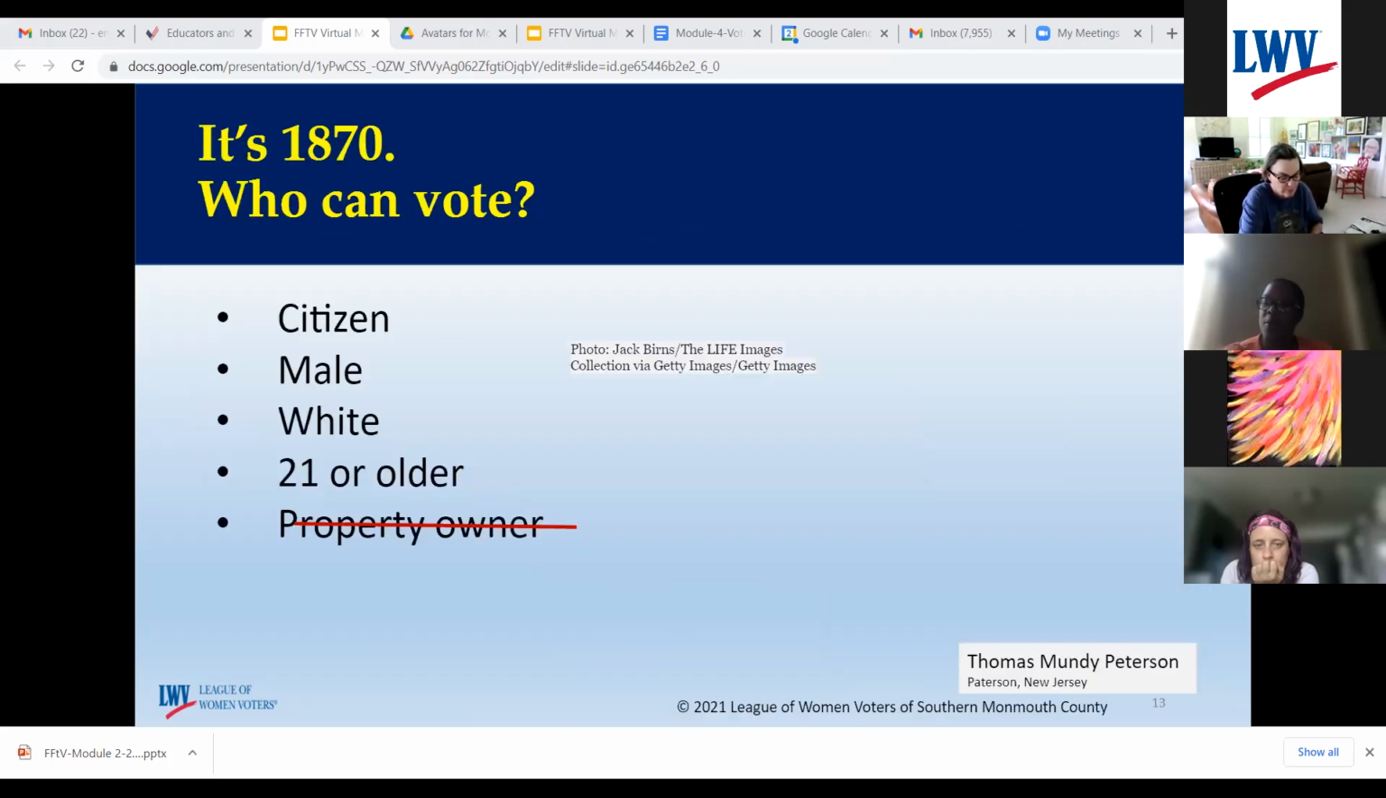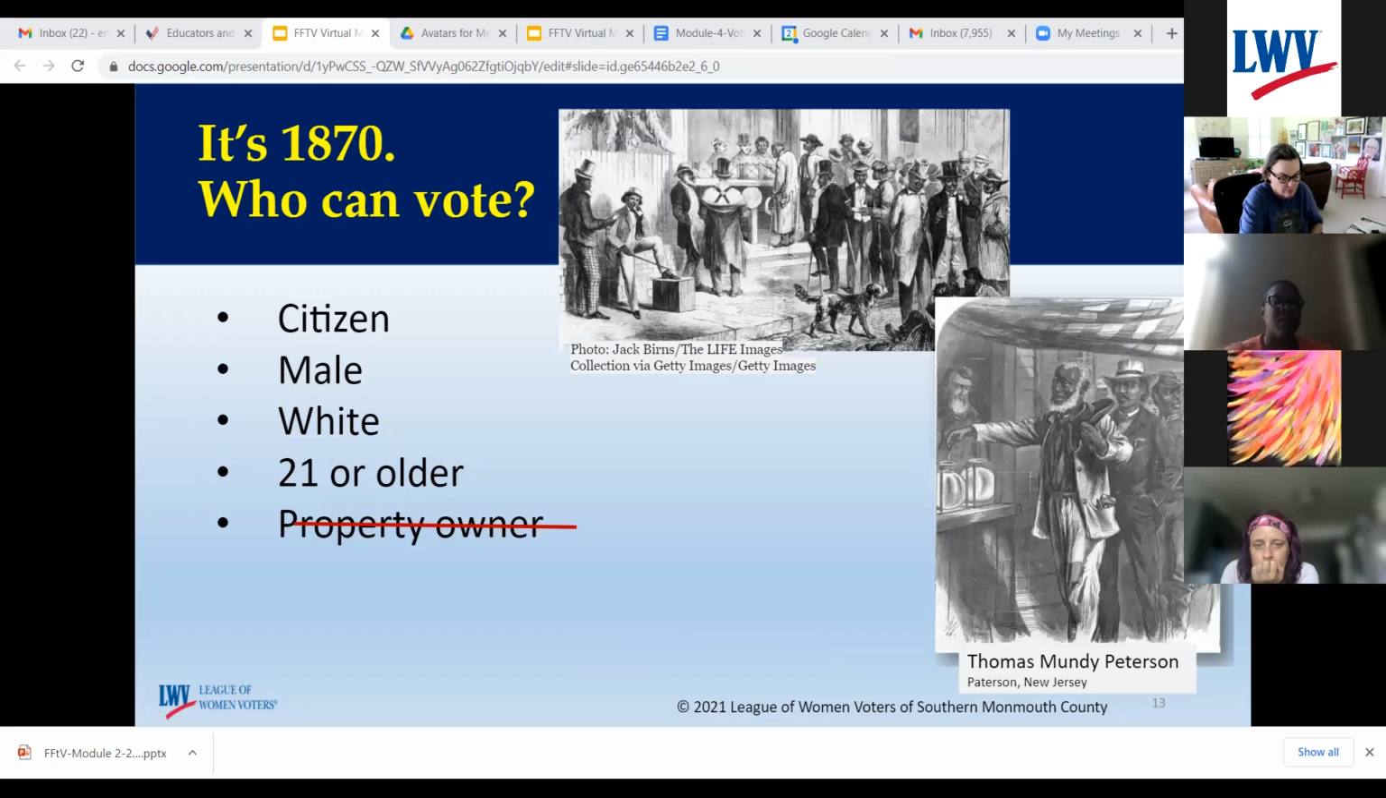Okay, so what do we need to cross off now? It's 1870. Who can vote after the Civil War? White. Okay, we need to cross that off. Cross off male. Well, not yet, male.